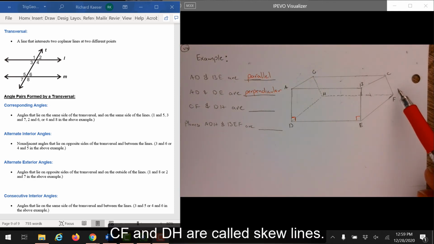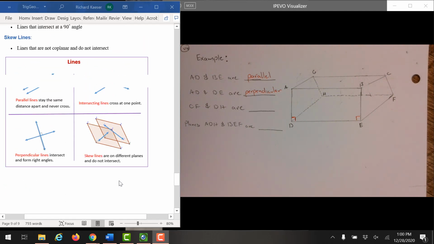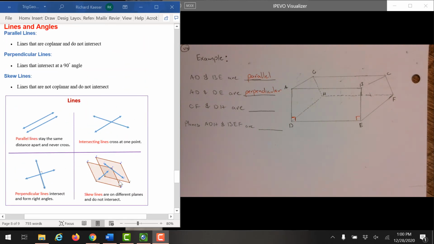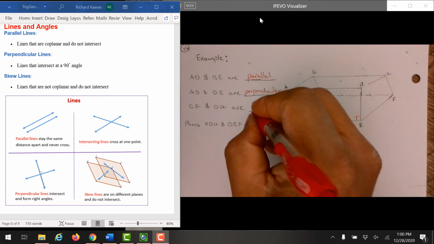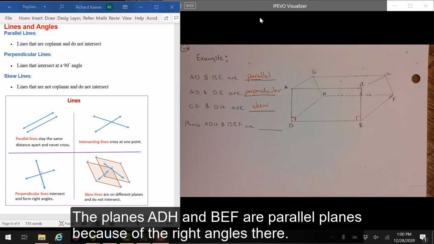CF and DH are called skew lines. The planes ADH and BEF are parallel planes because of the right angles there.